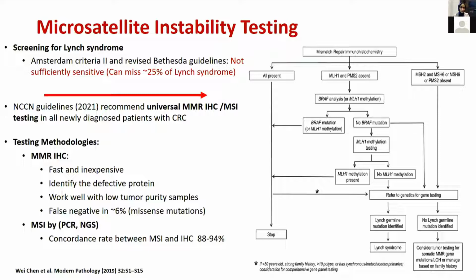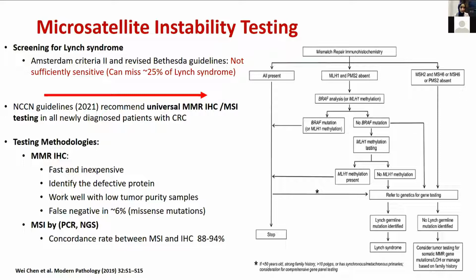Most places would start the algorithm with MMR IHC because it's fast and inexpensive, and it also can identify the defective protein in this case. If you have MLH1 and PMS2 loss, that would reflex to MLH1 methylation and BRAF analysis. And if this is positive, that would mean those cases are sporadic, but if not, those cases would be reflexed to germline analysis. MMR IHC has the benefit of also working with low tumor purity cases.